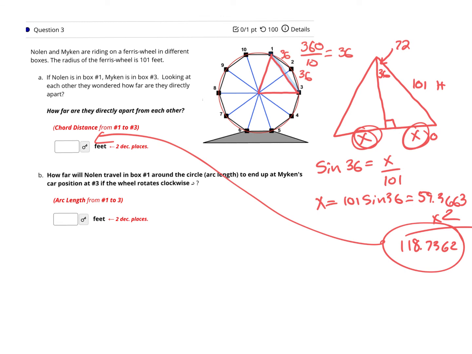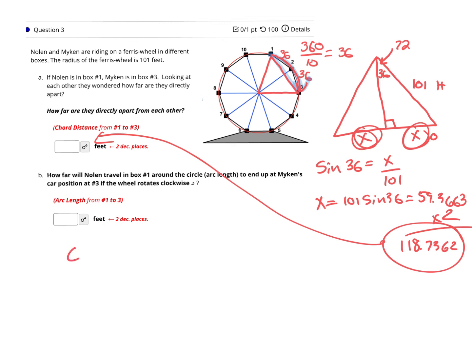Now, the second part is asking us, it says, how far will Nolan travel in box 1 around the circle, or the arc length, to end up in Mikan's car position at number 3 if the Ferris wheel rotates clockwise? So what that means is I want to start here again, and I'm going to go this time along the outside. So what I need to do is I have to go from here over to here.